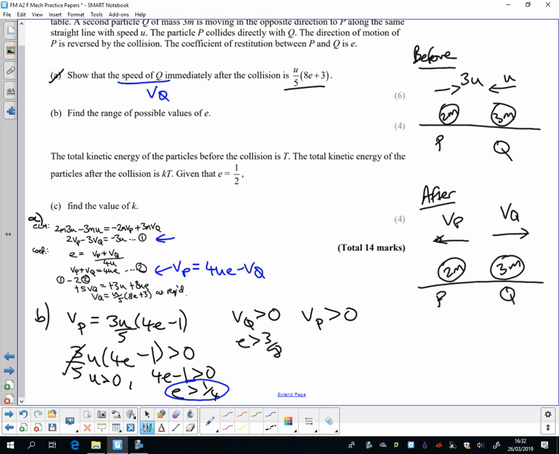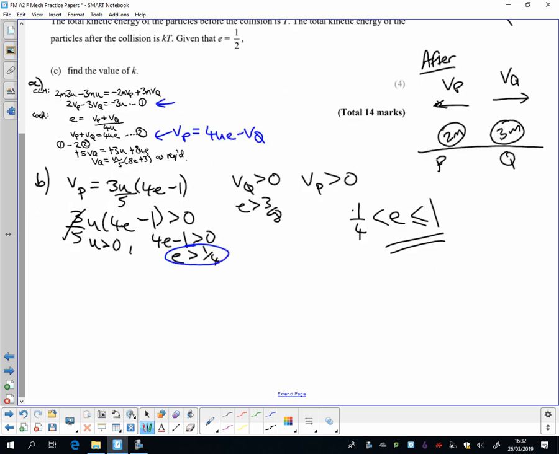You also then have to remember that the values of e go between 0 and 1. So using our inequalities and combining this, that's not the full answer, because e has to be greater than a quarter, but it also has to be less than or equal to 1. So don't forget that bit.